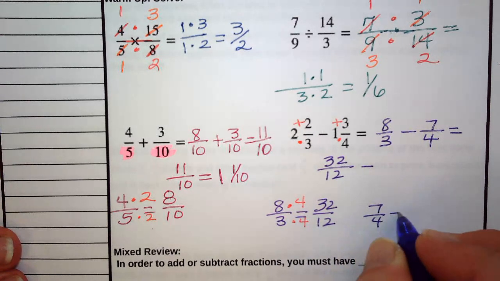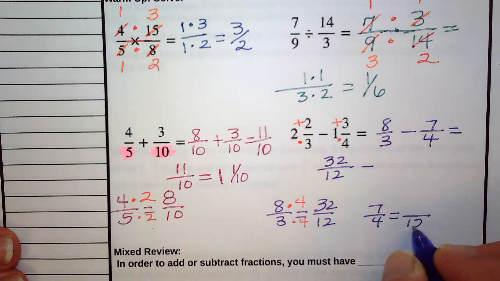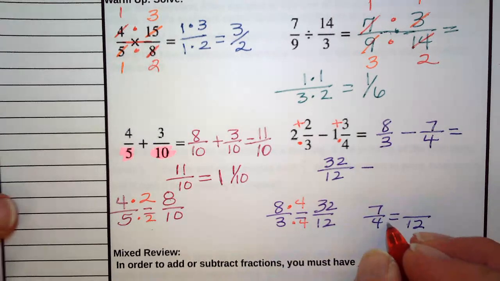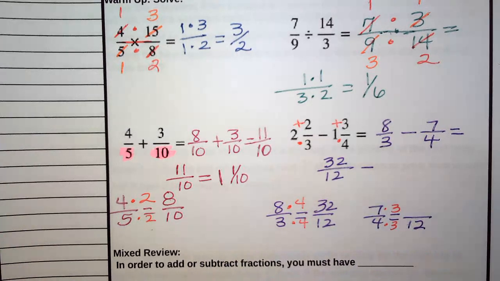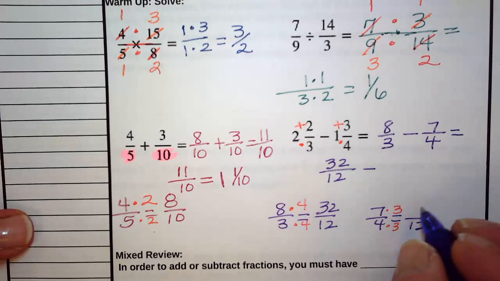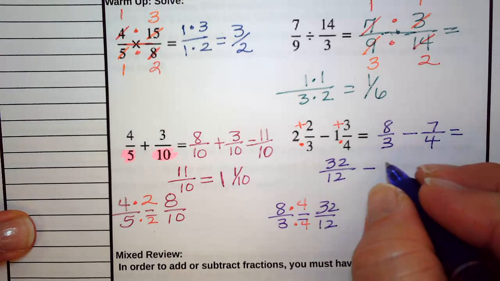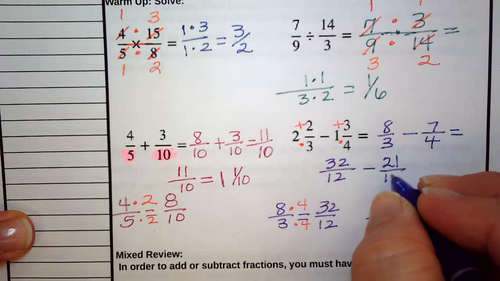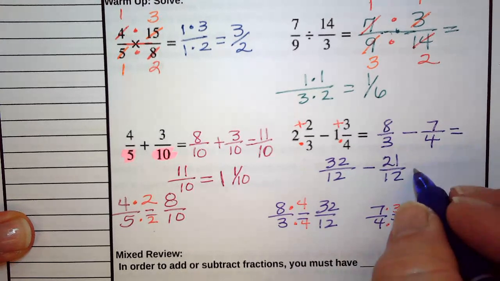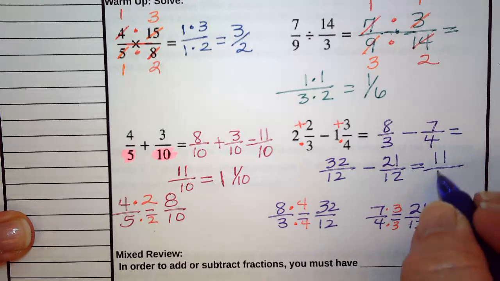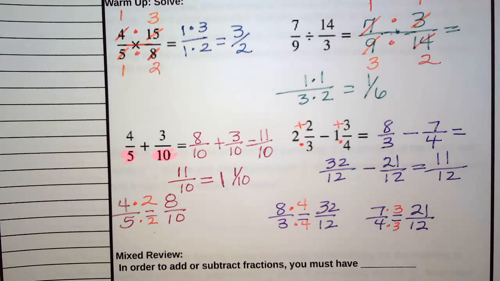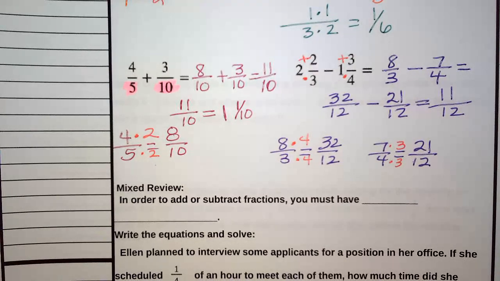Seven over 4 equals what over 12? I multiply by 3. 7 times 3 is 21. 32 over 12 minus 21 over 12. 32 minus 21 is 11. This becomes 11 over 12. Because 11 is smaller than 12, I cannot change it into a mixed number. If you're still struggling with those concepts, back up the video and watch it again.